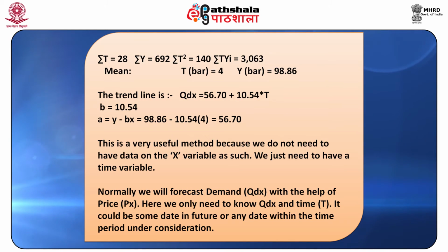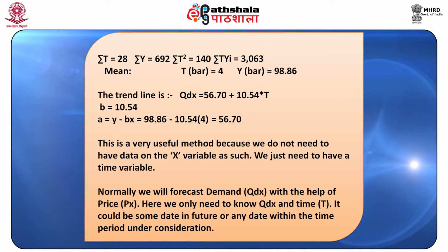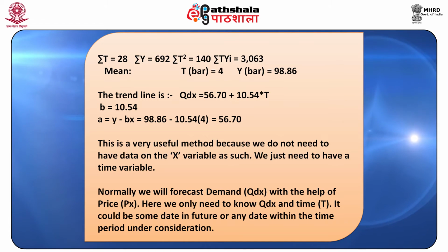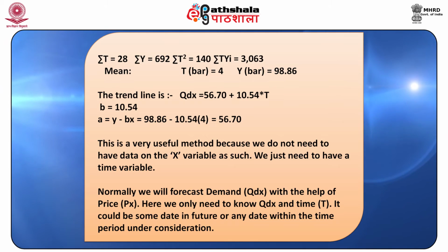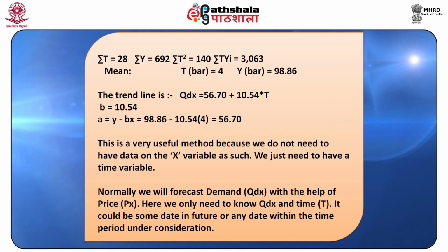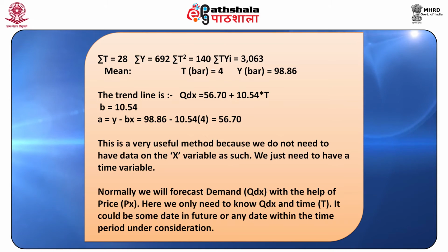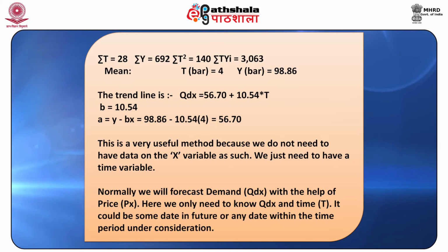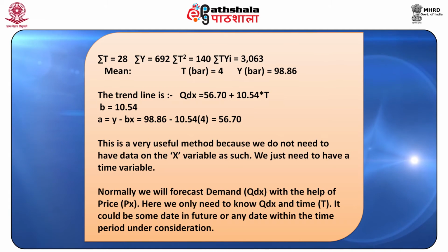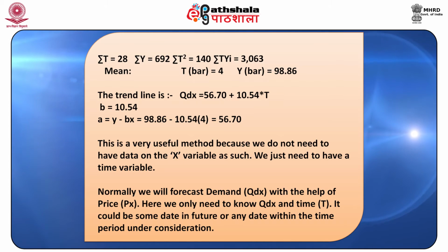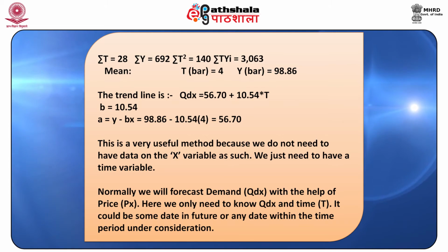Summation T is equal to 28, summation Y is equal to 692, summation T square is equal to 140, summation Tyi is equal to 3063. Mean T bar is equal to 4, Y bar is equal to 98.86. The trend line is QDX is equal to 56.70 plus 10.54 into T. B is equal to 10.54. A is equal to Y bar minus B x bar, which is equal to 98.86 minus 10.54 into 4, which gives you the value 56.70.